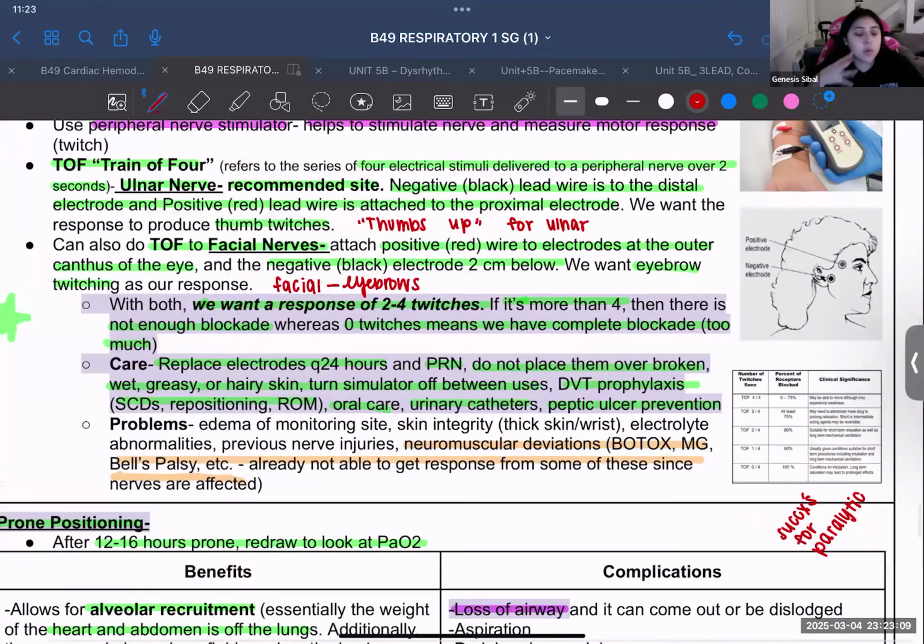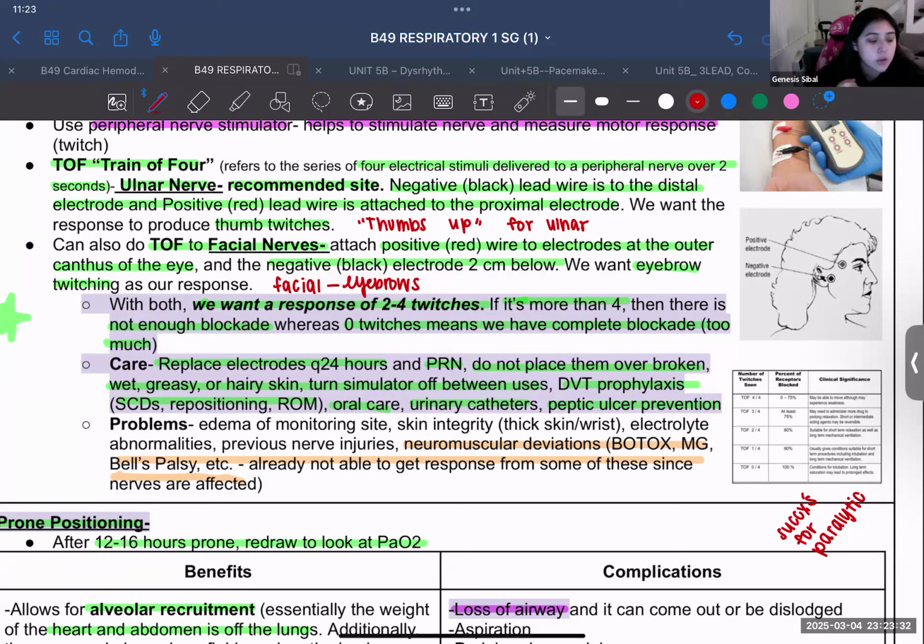What do we want in terms of a response for that? You want 2 to 4 twitches total. If it's more than 4, you're not having enough of the blockade. You might have to give more. Whereas if you're having 0 twitches, that means you gave way too much. You're having a complete blockade. So you want to just be able to monitor that for sure. So we want 2 to 4, and she will ask you about that. We want 2 to 4 for that.